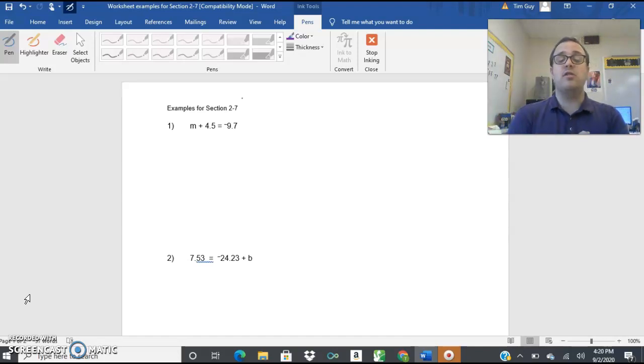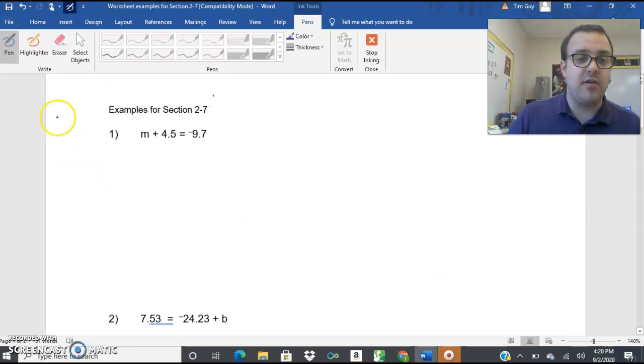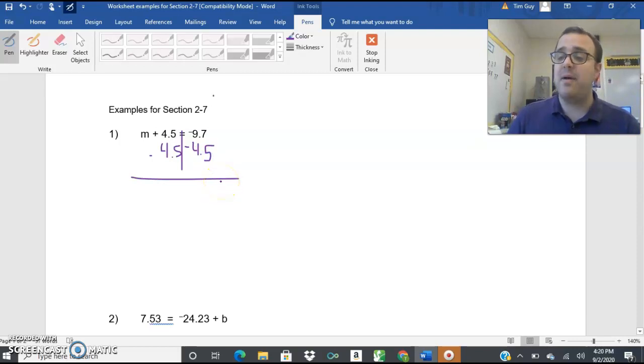So let's look at number one. In number one here, I have m plus 4.5 equals negative 9.7. So if I'm solving and thinking about my one-step equations, what I'm going to be doing is, let me line up my little t-bar I draw here, and I'm going to be subtracting 4.5 from both sides. Now, when I go to add or subtract with decimals, thinking back to when I've learned it before, I want to line up my decimals together, and then I can go ahead and add or subtract them.